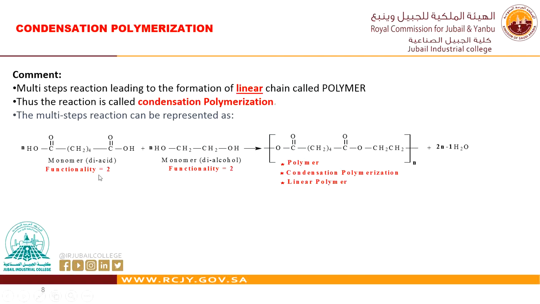So in this case, if functionality is equal to 2 plus functionality is equal to 2, we end up with a polymer, and because of that, we call it condensation polymerization. It is condensation because a small molecule is eliminated, and the polymer is going to be a linear polymer. You remember in chapter 5, we discussed different structures of the polymer. We could have linear polymer, branch polymer, or cross-linked polymer. So if you have functionality equal to 2 plus functionality equal to 2, you end up with a linear polymer.